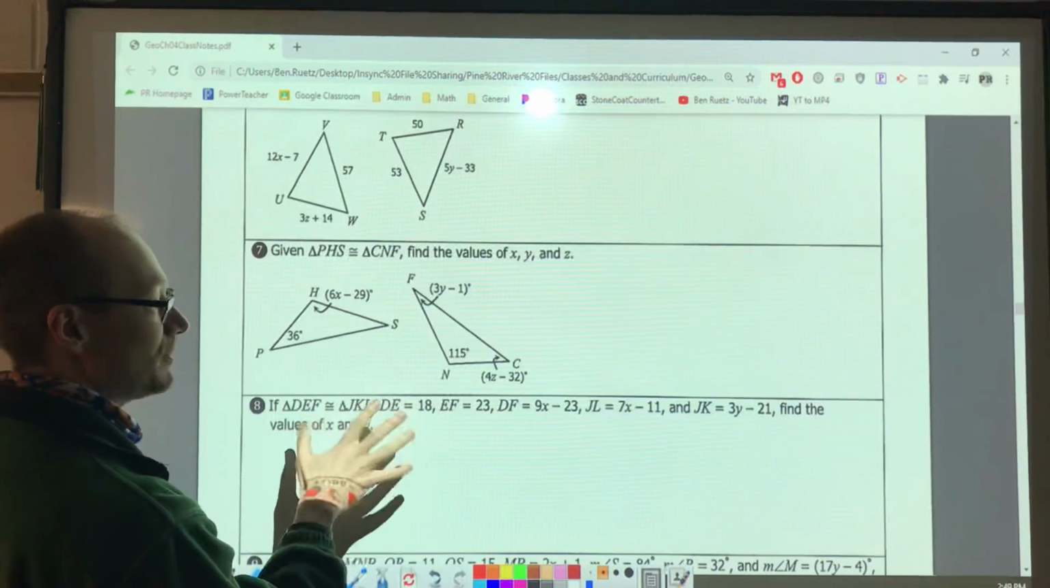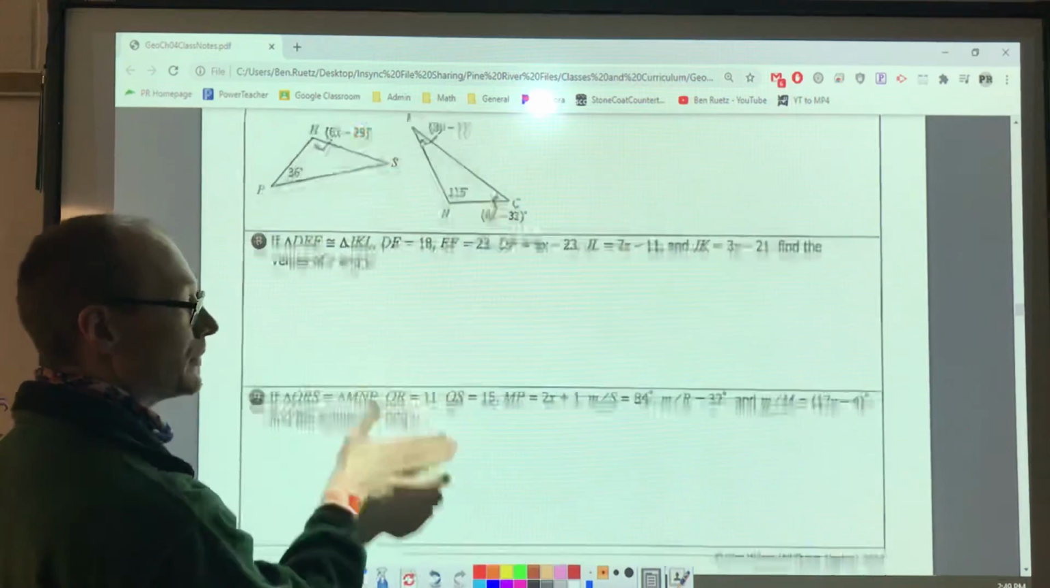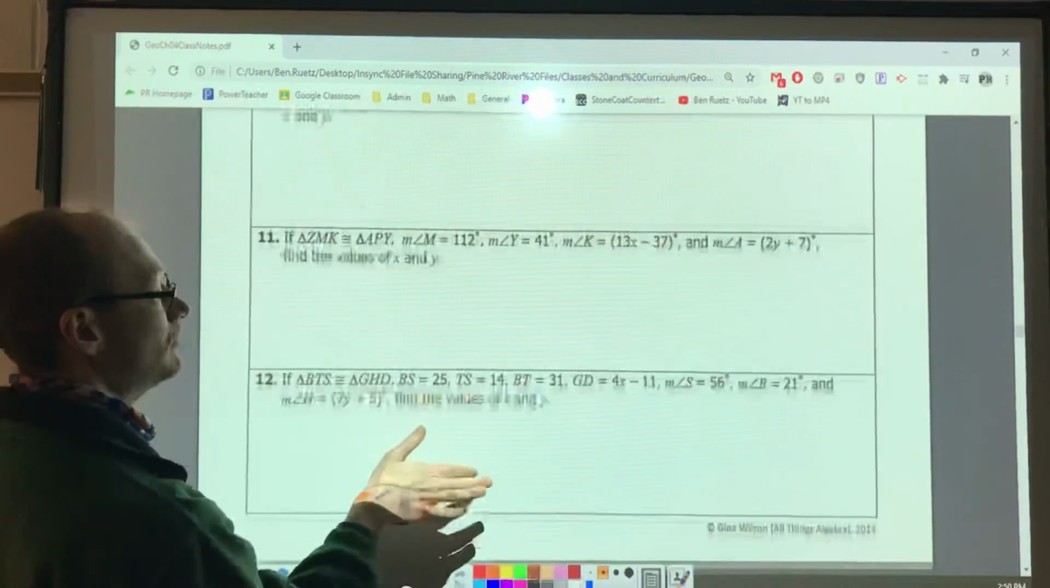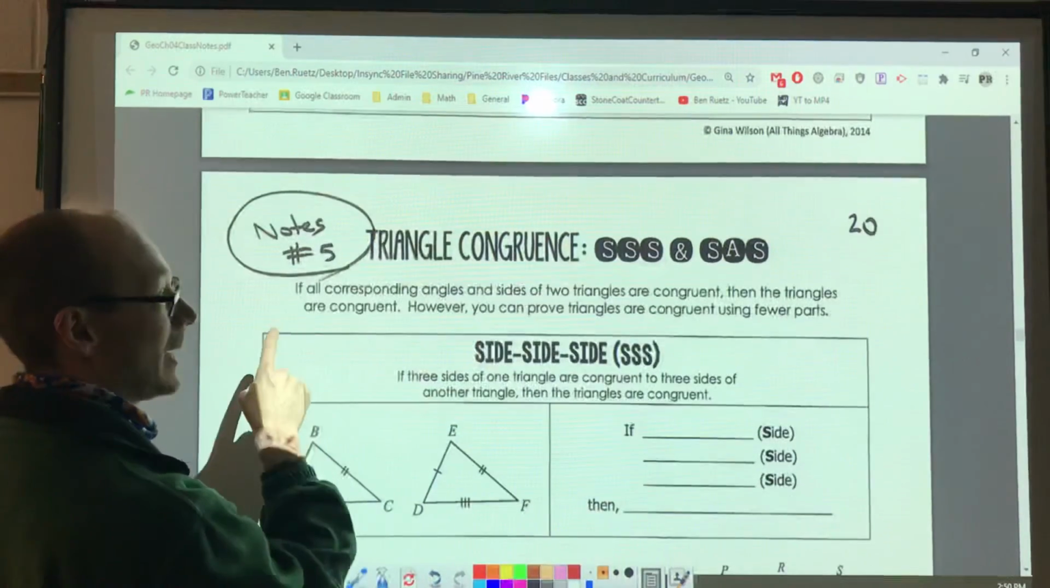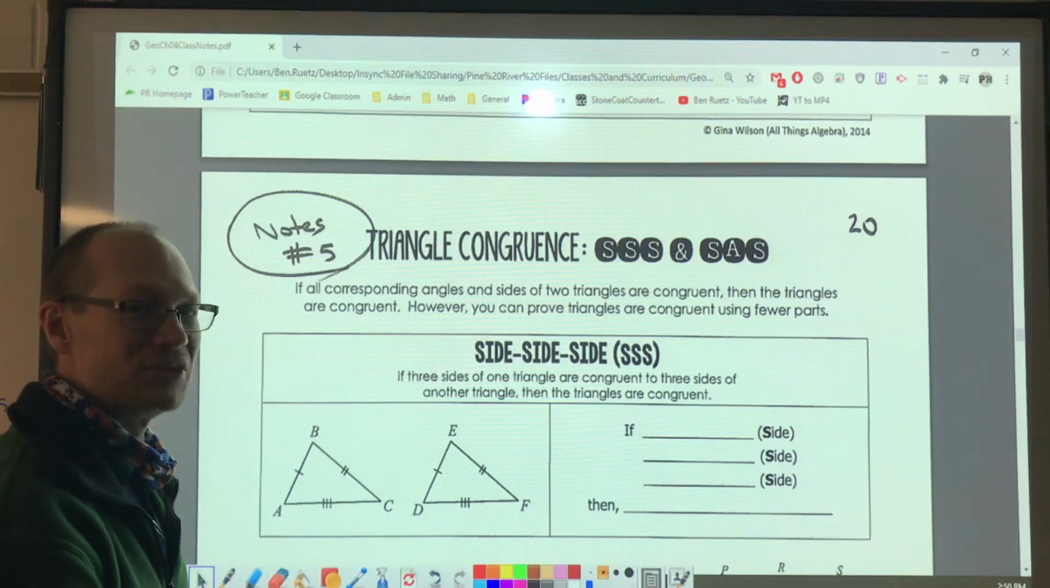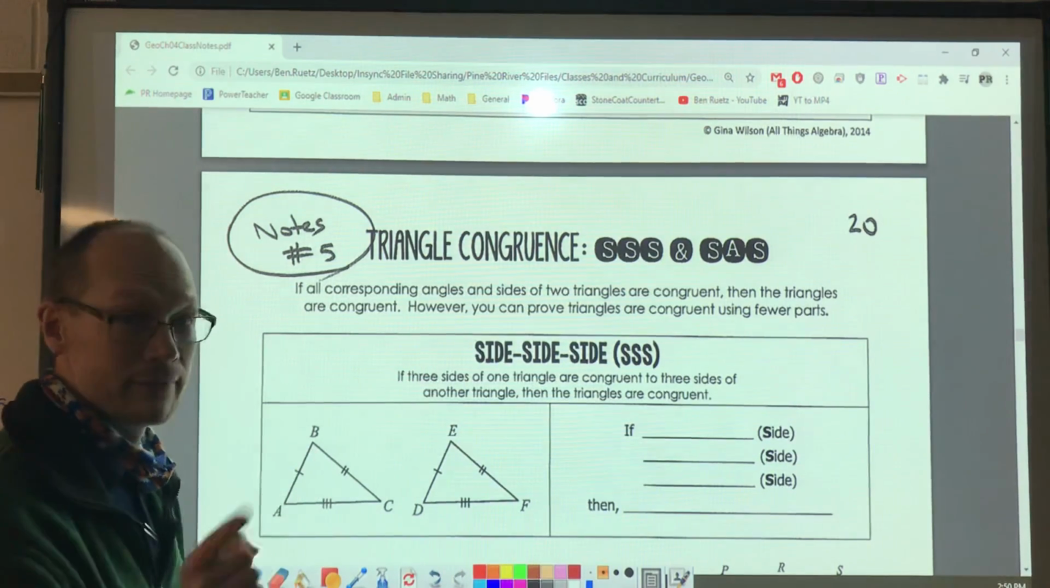I found this to be one of the easier assignments, but that is in preparation for notes 5, which is where things really start to get heavy duty. So stay tuned for notes 5. We'll be right there.